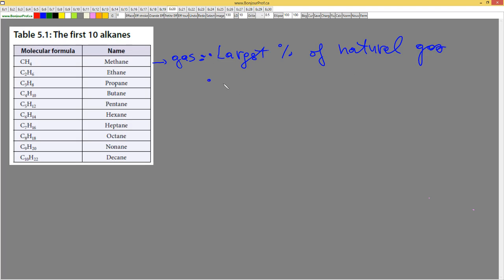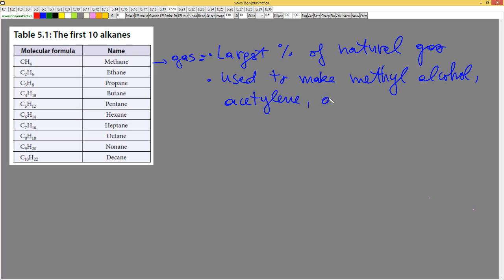Second point, it is used to make methyl alcohol, acetylene, and ammonia.